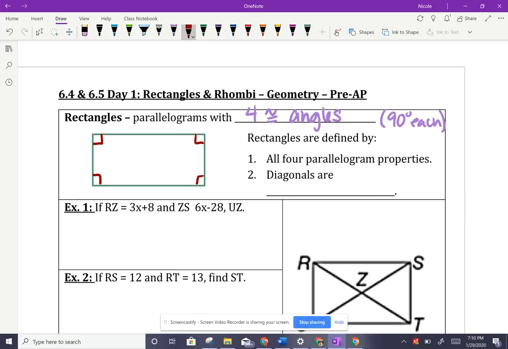Our parallelogram properties include opposite sides are congruent, as well as being parallel. 2 on the side. And here we go. Let's see, and what else? Diagonals bisect each other. So we're going to add diagonals that go across.